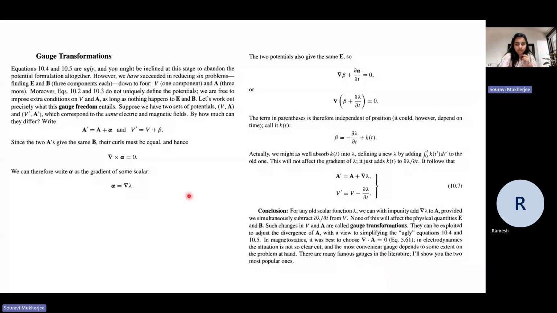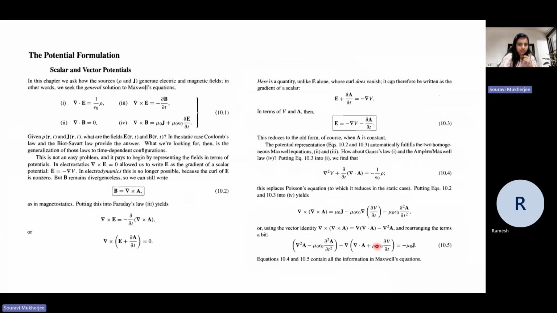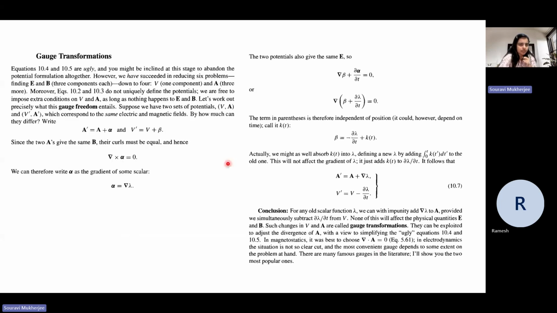Now, because these equations are complicated, solving them is not very easy. So what we will do is choose or add certain new conditions to the potentials so that these equations become simple, keeping in mind that the electric field and the magnetic field should not change.